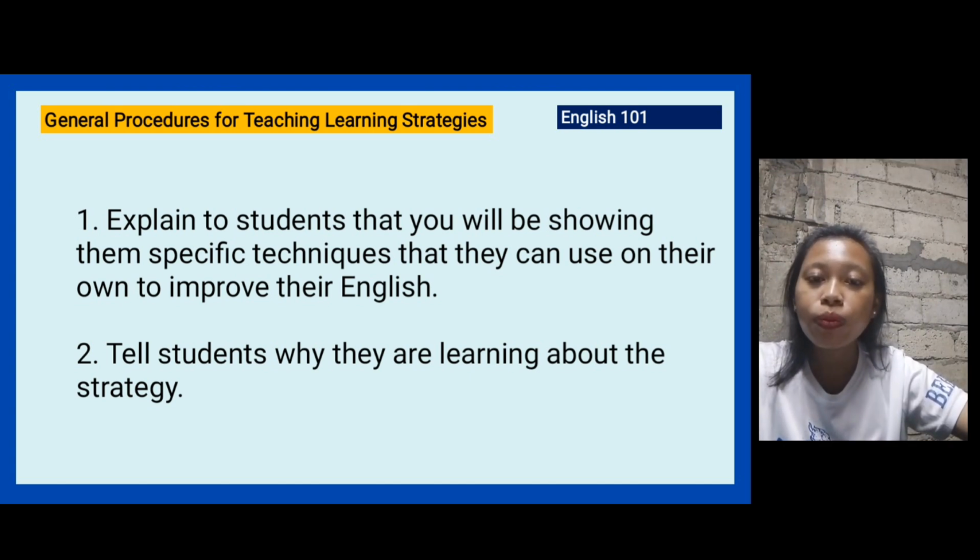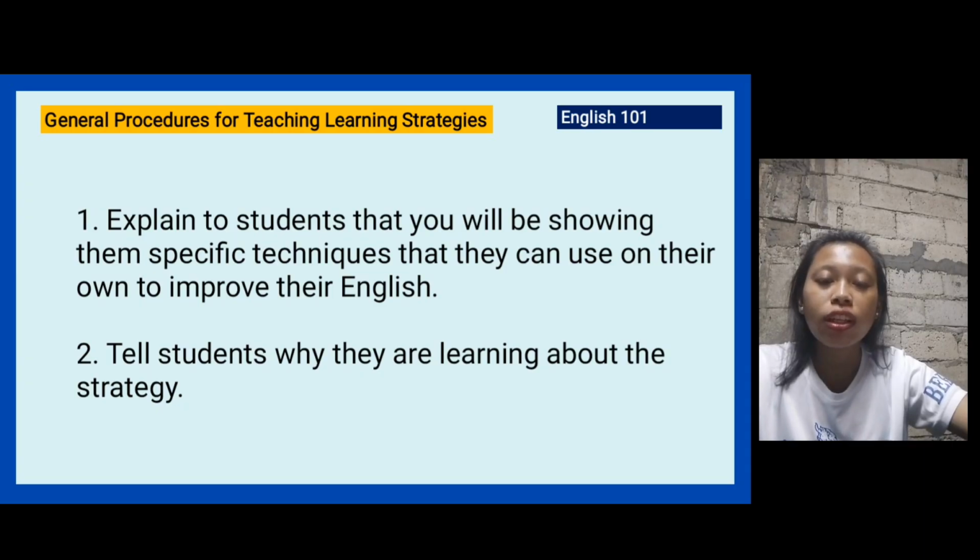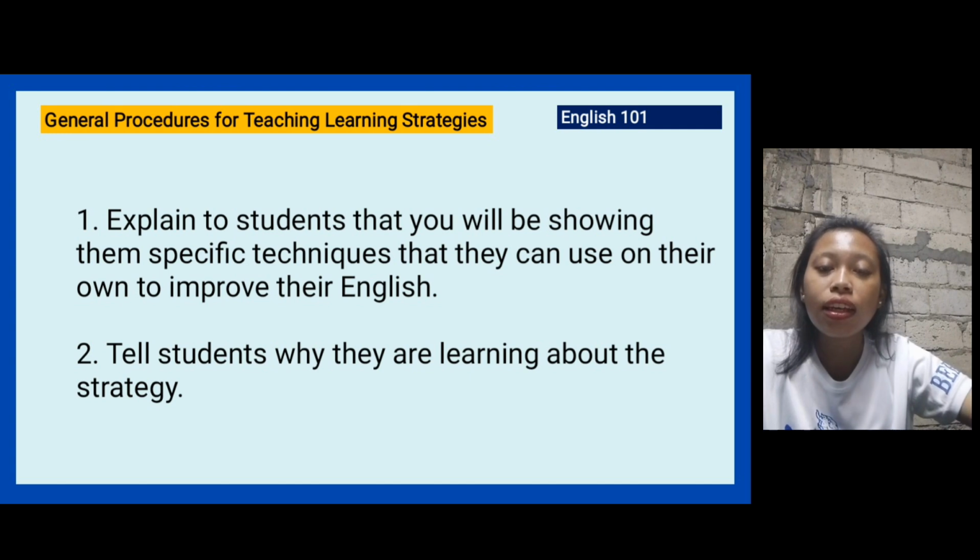Okay, number 2, tell students why they are learning about the strategy. Here, students need to understand why they are learning the strategy and how it can help them. This helps them become responsible for their own learning, not just rely on the teacher. When students know the reason behind an activity, they become more motivated and understand.